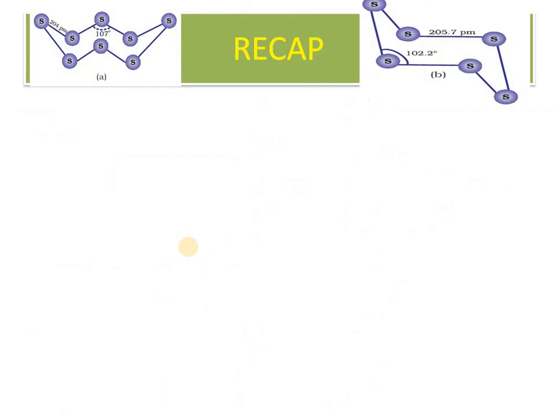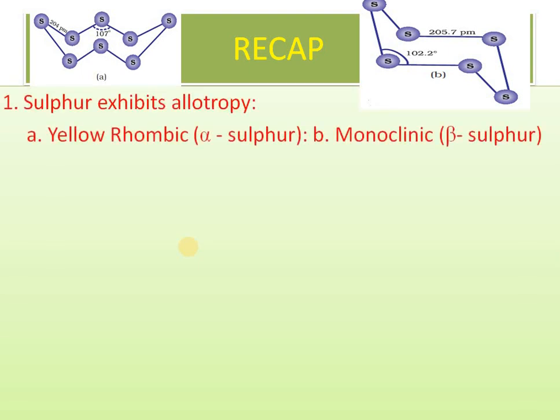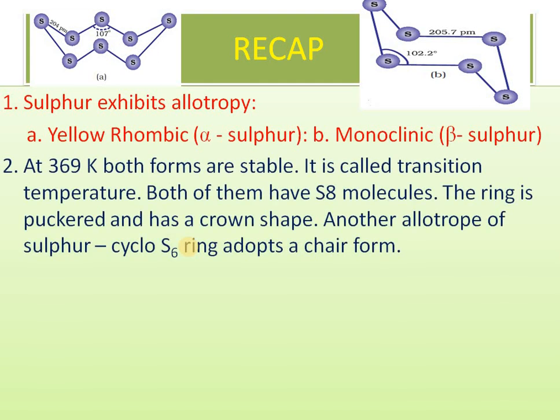Now the summary for that is: sulfur exhibits allotropy. Yellow sulfur or alpha sulfur is rhombic sulfur. Monoclinic sulfur is beta sulfur. At 369 Kelvin, both forms are stable. It is called the transition temperature. Both of them have S8 molecules. The ring is puckered and has a crown shape.